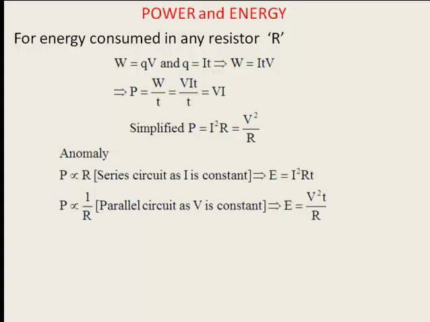One thing you must understand, that power is proportional to R as per the first thing, power P is equal to I square R, when only I is constant. That's why P is proportional to R. And whenever voltage is constant, that means the circuit is in parallel, then P is proportional to 1 upon R. So E is energy, which is I square RT, or E is equal to V square T upon R.